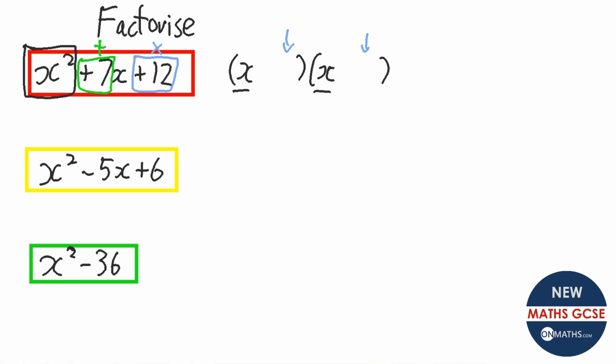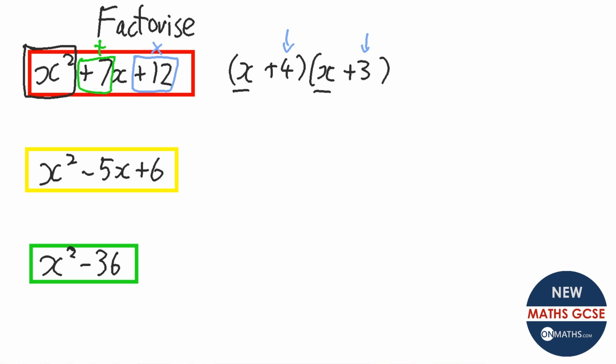I could try a few out. Well, 12 and 1 times together to make 12, but they add together to make 13, so that's bad. That doesn't work. 6 and 2. 6 times 2 is 12. But 6 plus 2 is 8, so we're not quite there, we're getting closer. But let's try 4 and 3.